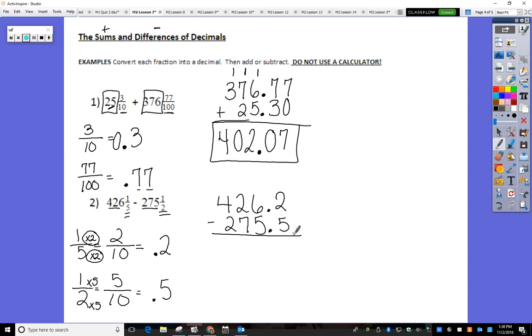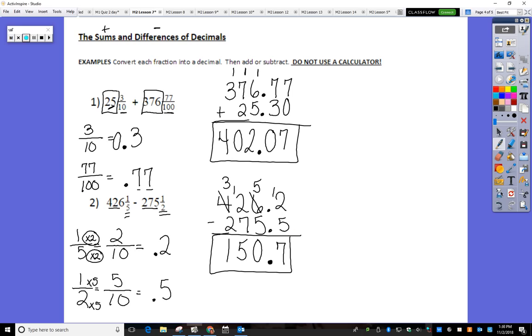Okay, I am now going to do the same idea that I did with the adding. I'm going to pull my decimal point straight down into my answer, and I'm going to subtract as though it weren't even there. So I can't do 2 minus 5. I'll take from the 6 and just make sure that I am subtracting correctly to get my answer.